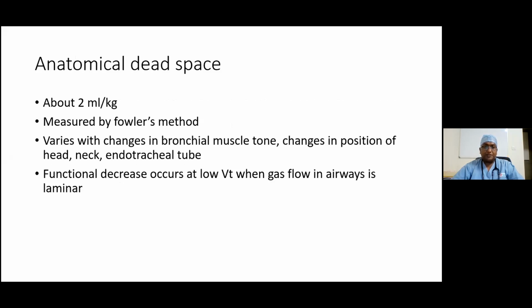We'll come to anatomical dead space. Usually it will be 2 ml per kg, and is measured by Fowler's method. I'm not going into details of Fowler's method because that is not very relevant here. It varies with changes in bronchial muscle tone, and changes in position of head, neck, and endotracheal tube. The functional decrease occurs at low tidal volume when gas flow in airways is laminar. Now, the significance of all these things, I will reserve for our next session when we deal with alterations in this normal physiology.